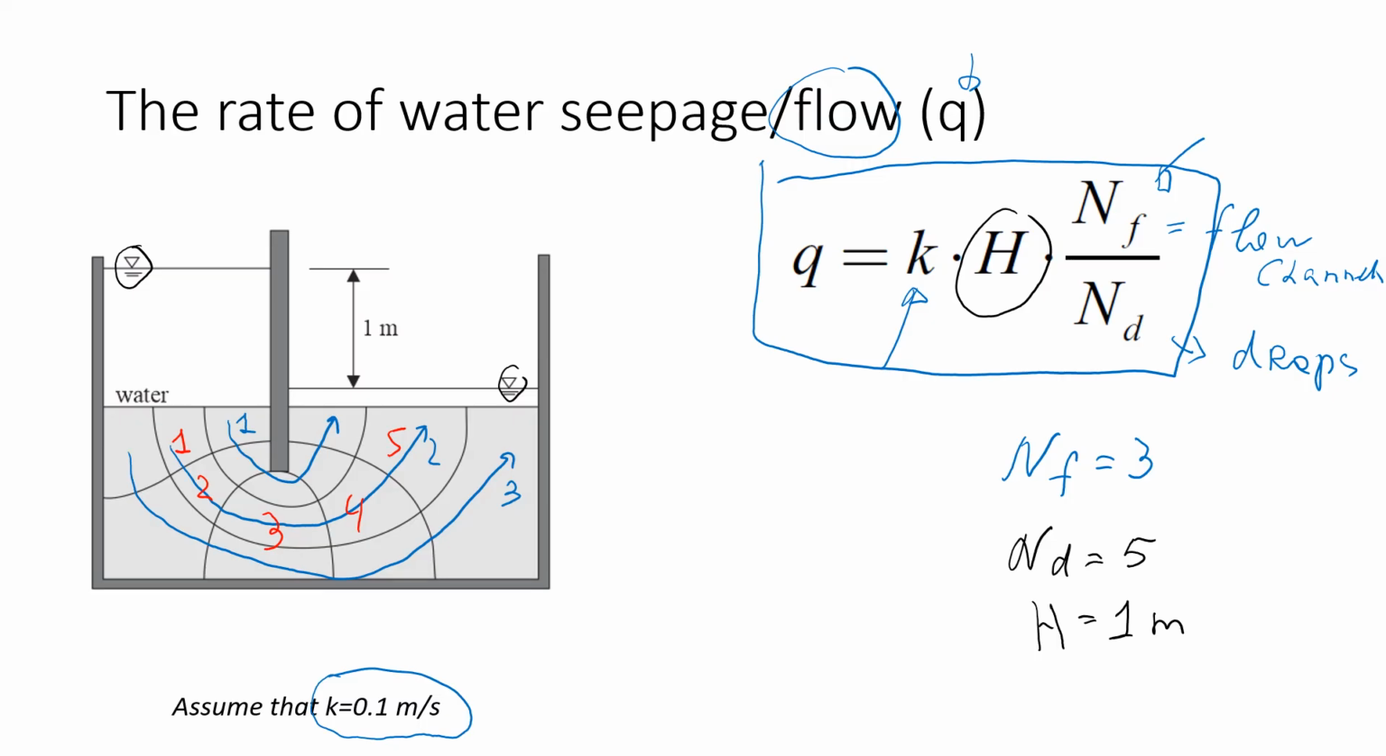Now we're going to use the formula and calculate Q. So Q is equal to 0.1 times H, which is 1 meter, times number of flow channels 3, divided by 5. That will give us approximately 0.06. We use cubic meters per second, not square meters, and we also need to write that it's per meter run. So this will be the answer.